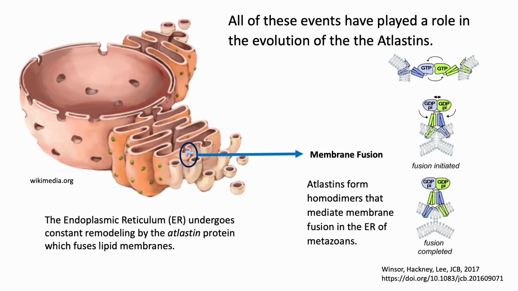In this work, we consider a case where these trees can elucidate the evolution of autoinhibition in the Atlastin gene family. Atlastins are found in the endoplasmic reticulum, or ER, which is made up of a network of membrane tubules that undergo constant remodeling. Membrane fusion in the ER of metazoa is catalyzed by atlastin. When atlastins on neighboring membranes approach, they form a homodimer to initiate membrane fusion.